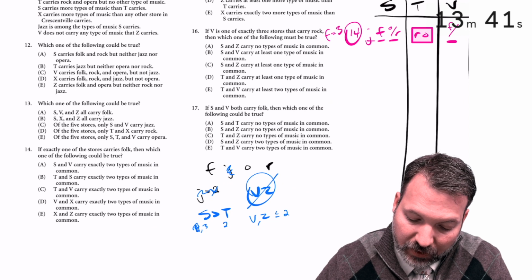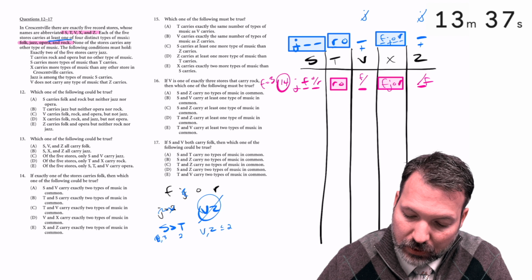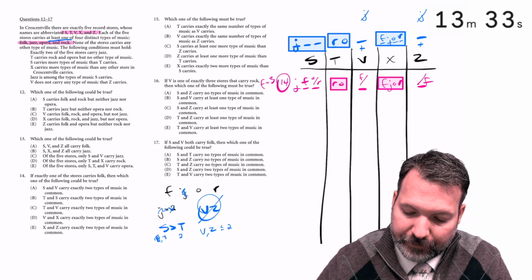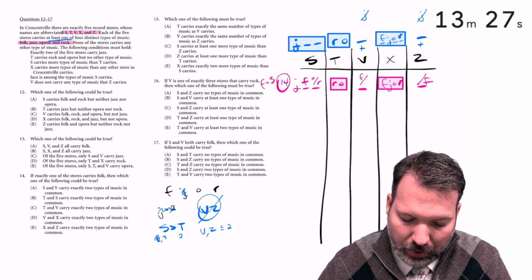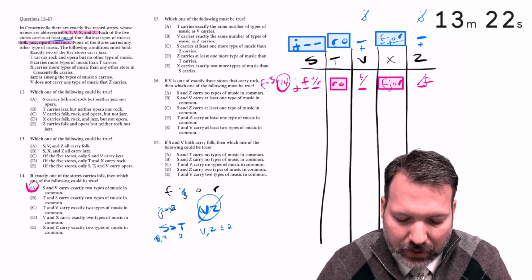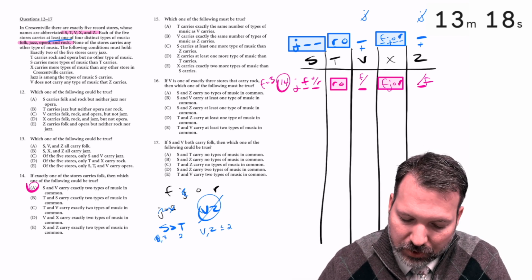What could be true? S and V carry exactly 2 types of music in common. Could be true. Well, they could have folk in common, and then they could have like opera or something in common. Yeah, that seems like it should work. Again, I feel like this section is testing me with these could be true answers that are A. I'm going to quickly check. I don't want to get this wrong.